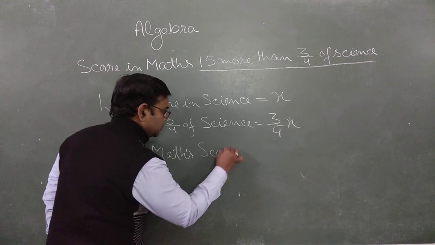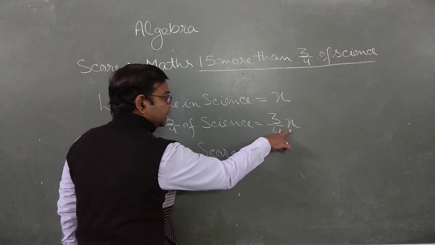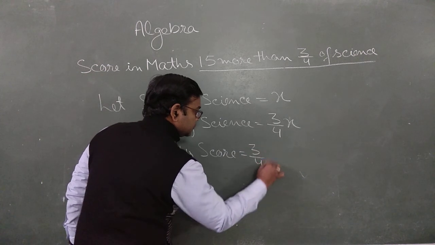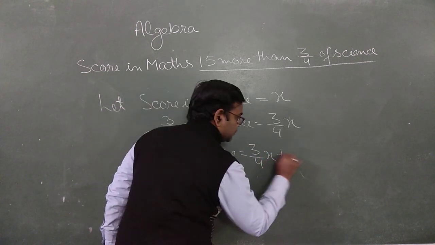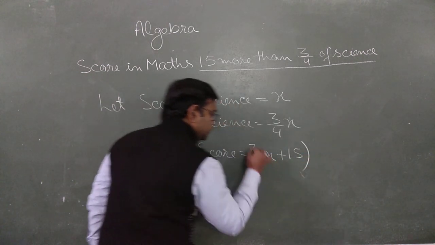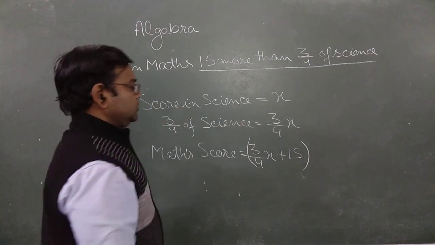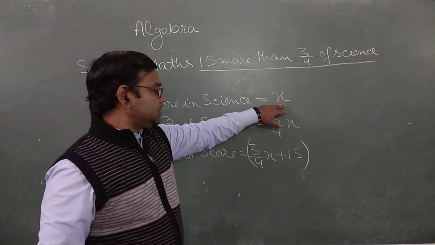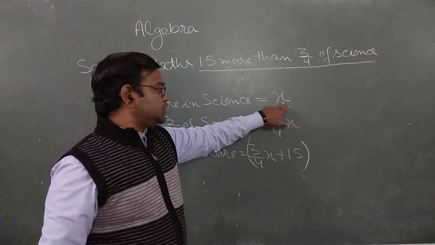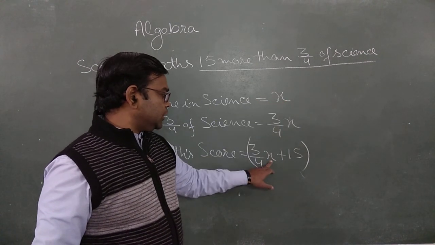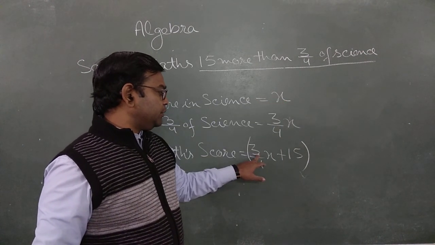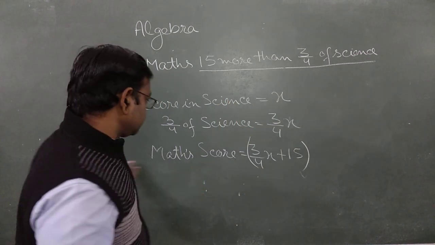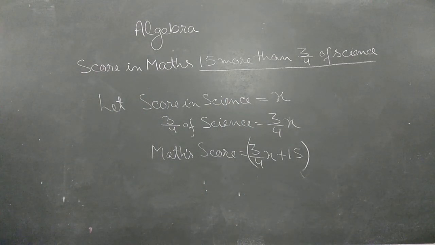score? 15 more than this one means we have to add 15. Always use brackets. This is your math score. So whatever the science score, suppose this person scored 100 marks in science. Clear? So 3/4 into 100, it cancels and you have 75 plus 15. It's near about 90 marks. So you can easily solve this type of problem.